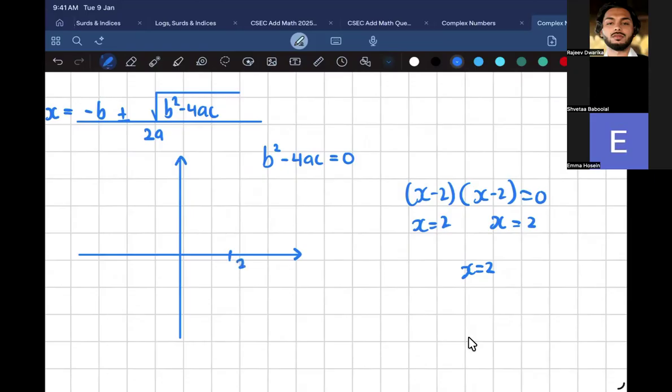x by x is x squared. That'll be maximum or minimum? Tell me, Emma. X squared, maximum or minimum? Minimum. So it would look like that, right?